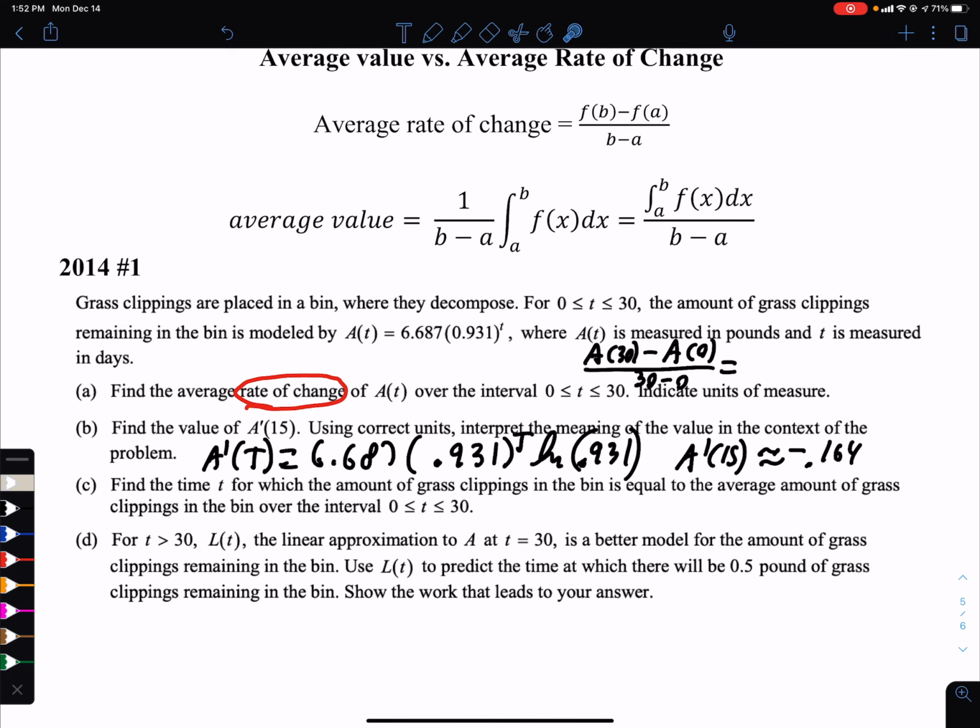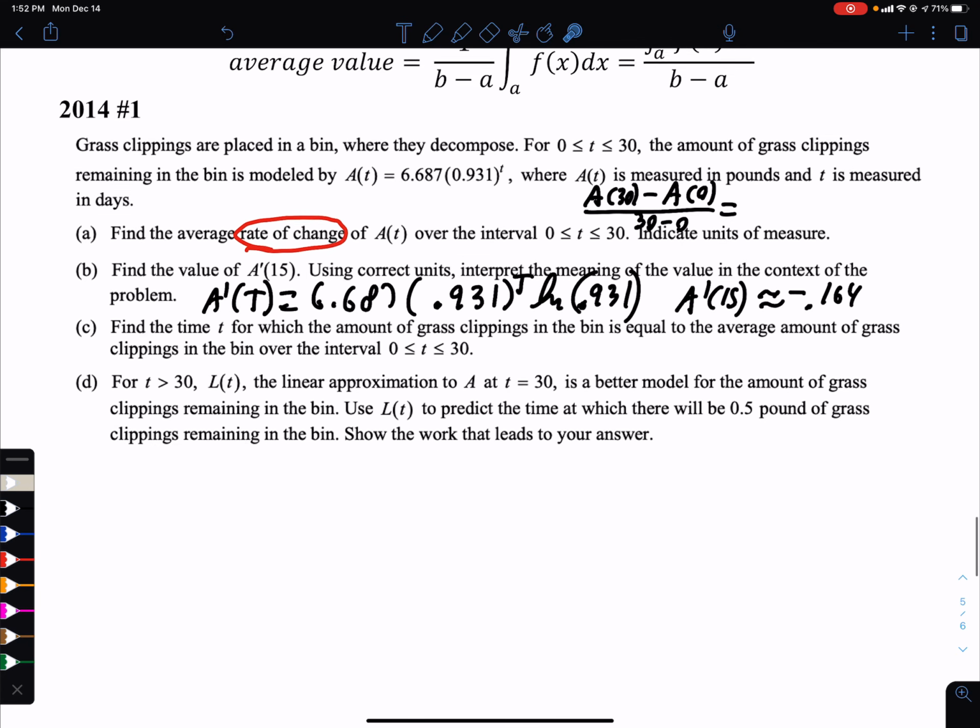So you would say the amount of grass clippings in the bin is decreasing at the rate of 0.164, and now you need your units. A prime is dA/dt. A is measured in pounds, and t is measured in days, I believe. So it would be the amount of grass clippings in the bin is decreasing at the rate of 0.164 pounds per day when t is 15, or when time is 15 days. So that's the answer for part B.